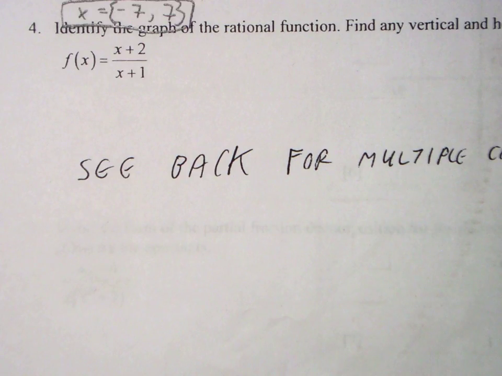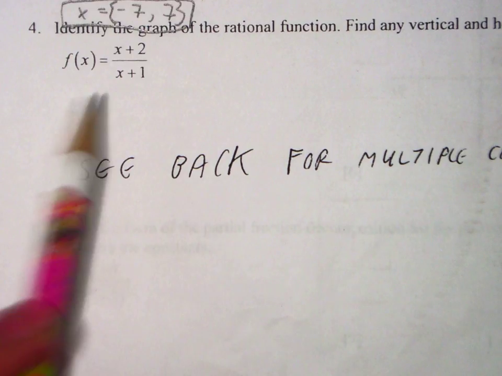Okay, let's talk about number 4 now. We got to identify the graph of the rational function, find any vertical and horizontal asymptotes. The graph is on the next page, so we'll get to that in a moment. Let's do the vertical and horizontal asymptotes first. If you don't know how to do the vertical and horizontal asymptotes, take a look at my video for problems number 2 and number 3. We're going to go through the vertical and horizontal asymptotes quickly here.